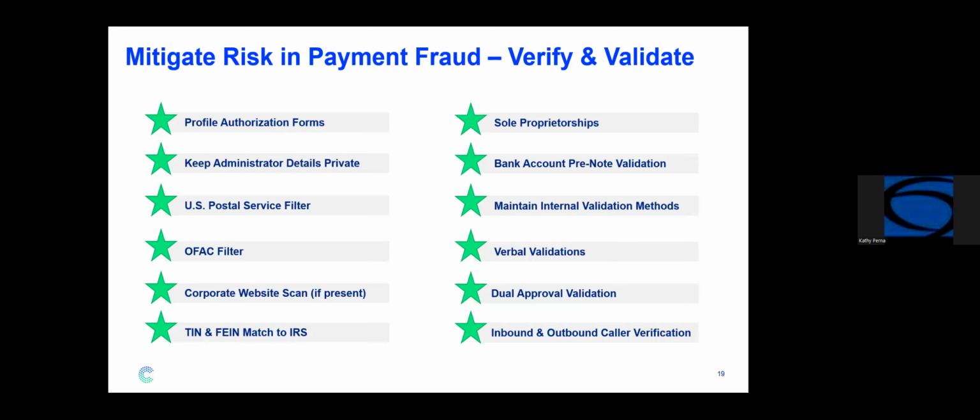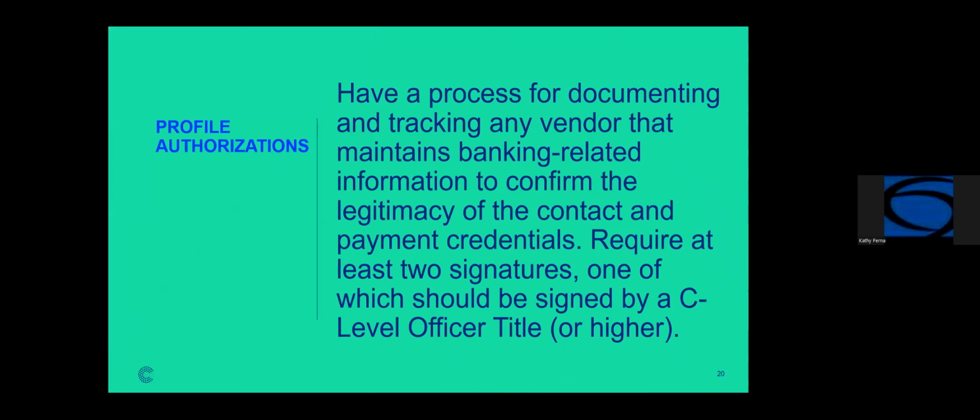So this is when we would verify that the bank account that they provided is a valid bank account. We maintain internal validation methods, and then we also do verbal validations here. So you also want to provide dual approval validation. And then the last thing that we'd want to do to verify and validate is inbound and outbound caller verification. So I'll go into these on the next slides. We'll go ahead and go to each one of those in detail.